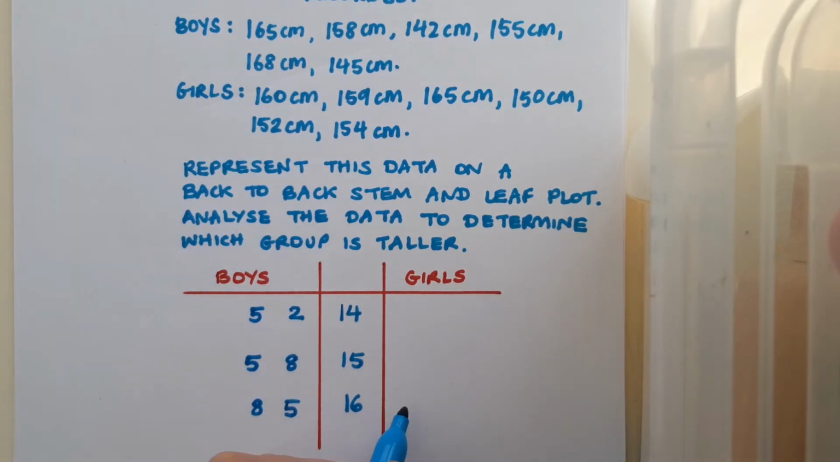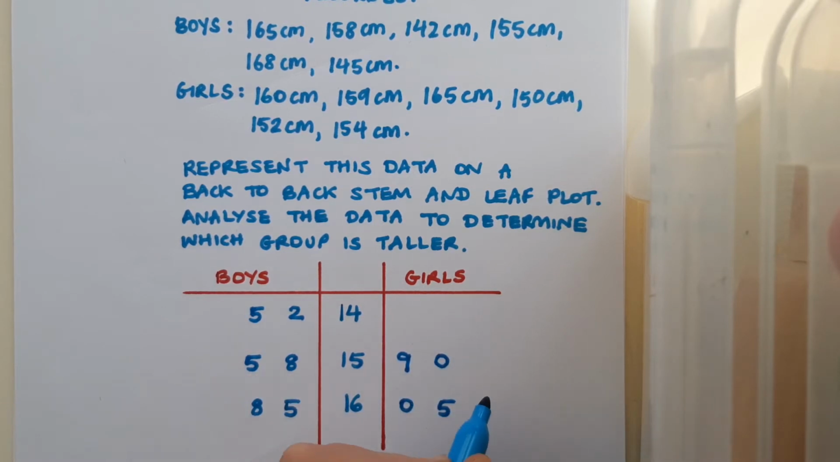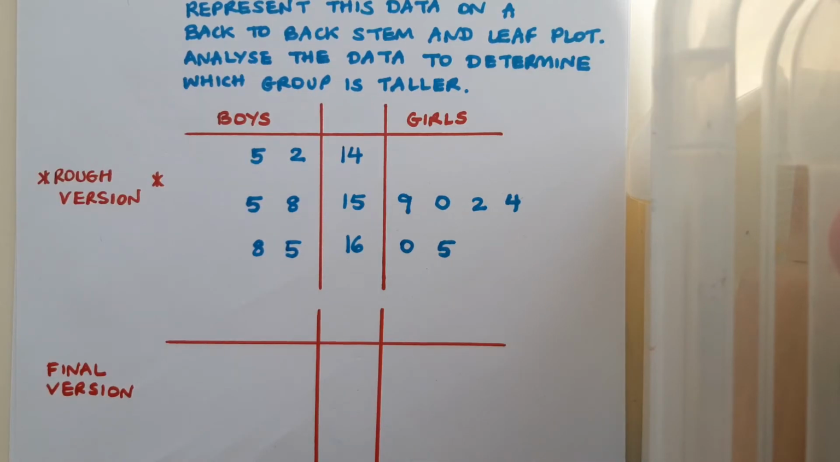So starting off with 160, 159, 165, 150, 152, and 154. Remember that this is just the rough version of my stem and leaf plot because the values in the leaf aren't ordered. So I just need to tidy this up slightly to make the final version of my graph.